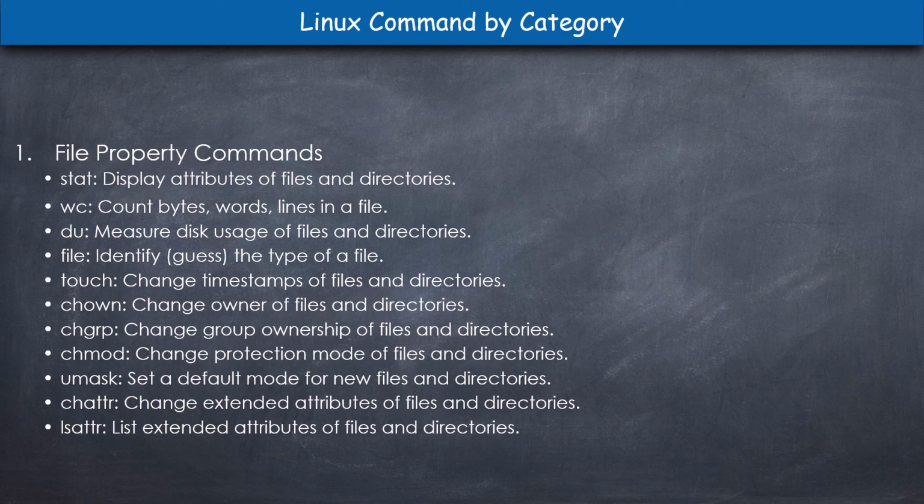So if you want to change the mode of a file, you can use chmod. Then umask, so this will set the default mode for new files and directories. Then chattr is there, so it will change the extended attributes of a file. There are different options, so you can play with this command.